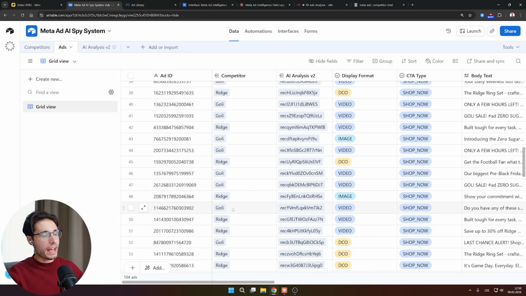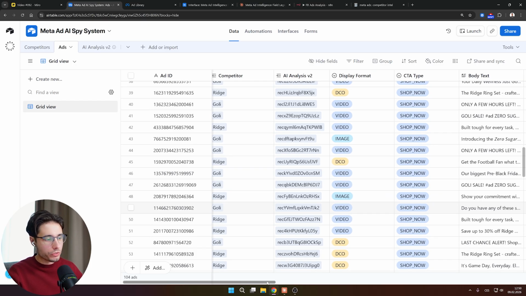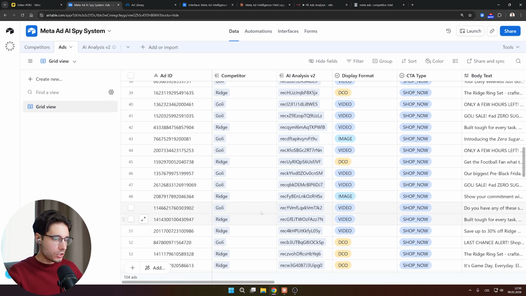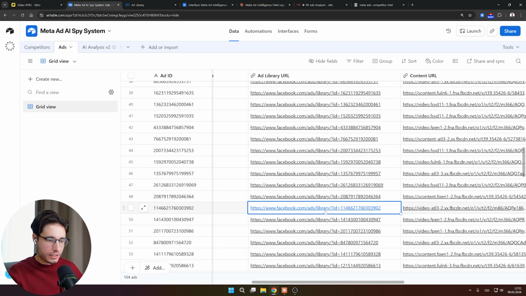So as we said, we have the ads database where we store all of the ads of the competitors we are scraping. So in this example, of course, you have all of the assets and then the ad itself.